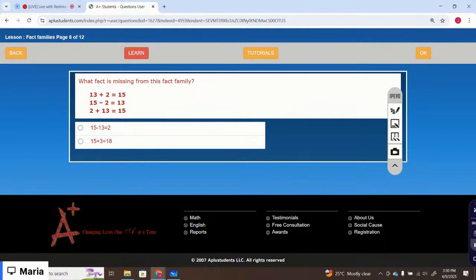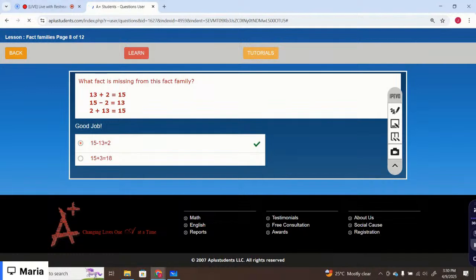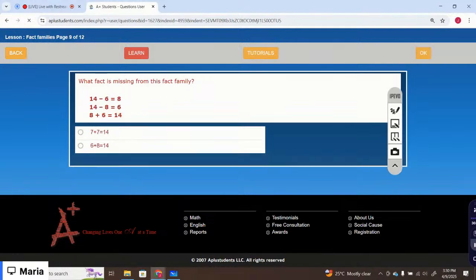What fact is missing from the fact family? So which is the correct option? That is 15 minus 13 equals 2. Option number one is the correct option. Okay, you can complete the lesson by yourself later today. Let's just move on to the next lesson.